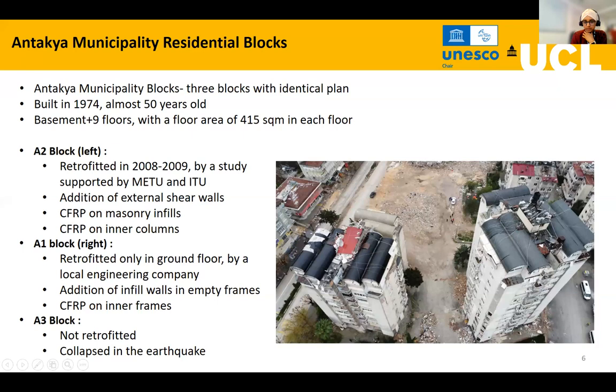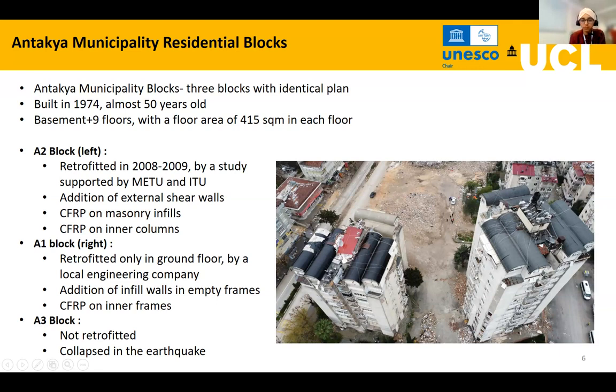Looking at this process, from the site, we were told that the residents in the other block, the A1 block, were also interested in strengthening their building, and it was partially retrofitted. It was retrofitted only on the ground floor using only the CFRP technique. This also survived the earthquake. However, it was subjected to much more severe damage than the A2 block. And the A3 block was nowhere to be seen by the time we visited the site in March 2023.